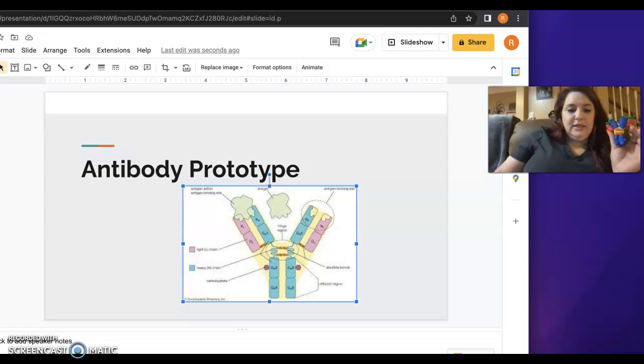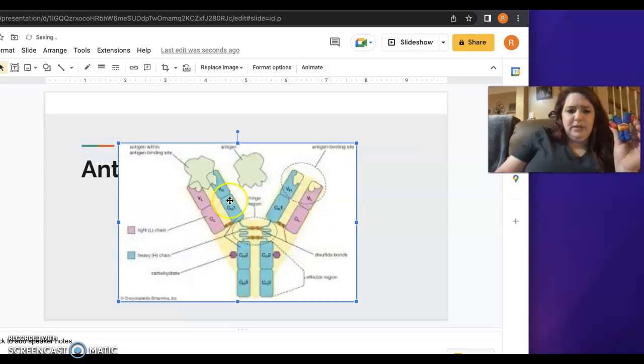Hello everyone, this is my presentation on the antibody prototype, and this is my antibody. Right here on this first slide I just have a picture of what a typical antibody looks like. Make it a little bit bigger so you can see.